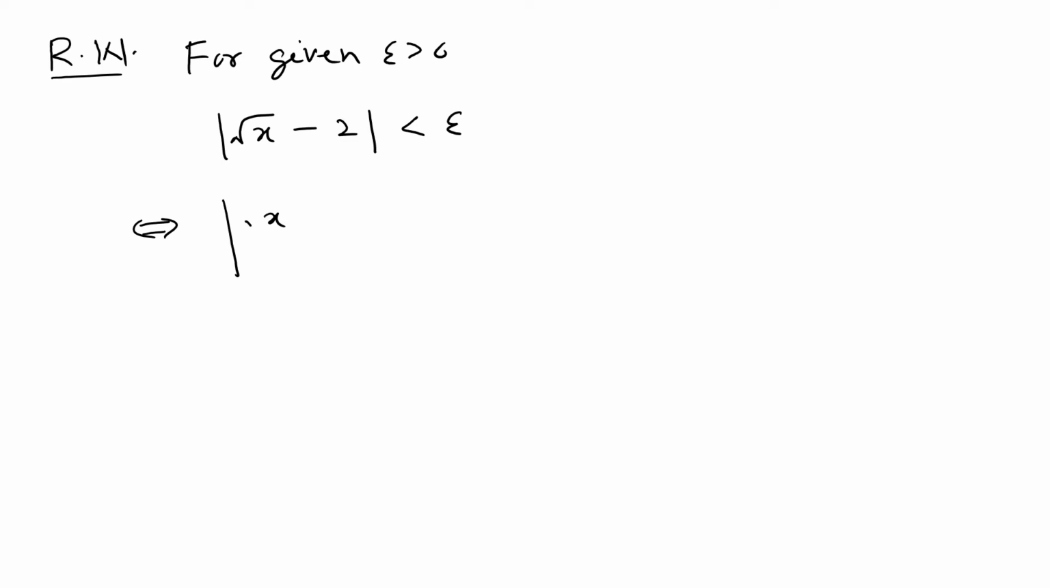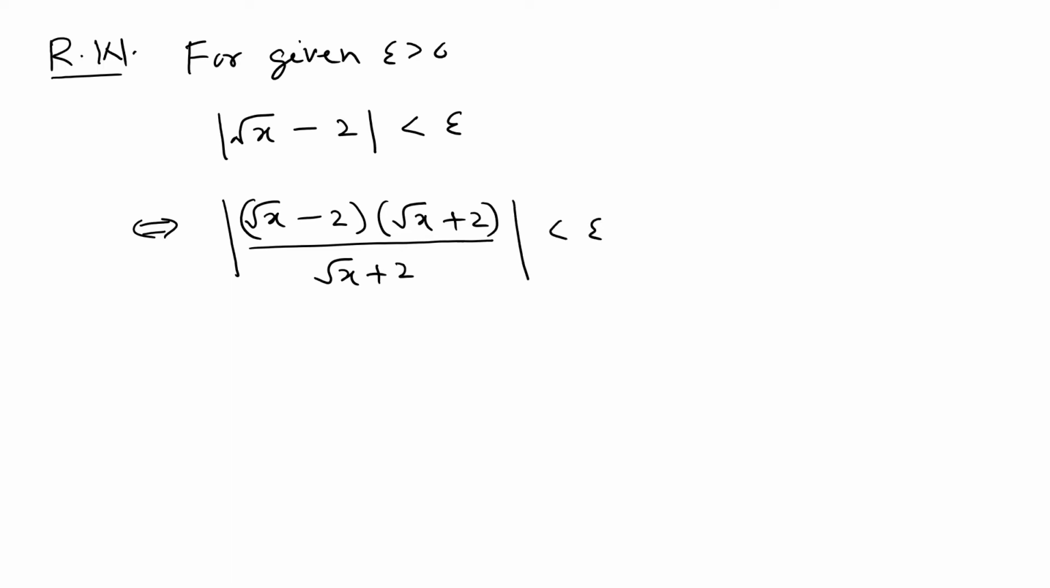What we can do is multiply by the conjugate, which is what we normally do for square root functions. We multiply by the conjugate, top and bottom, and this is if and only if. Now you can simplify the top. The top simplifies to x minus 4, which is exactly what we are waiting for. The bottom is positive, so we can remove the absolute sign. So this is less than epsilon.